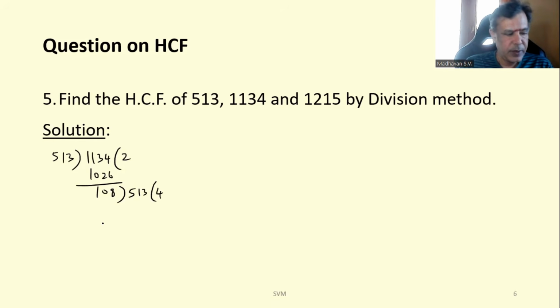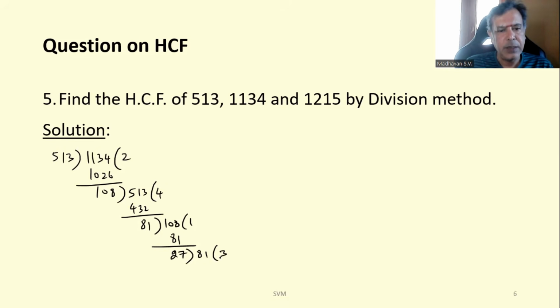Again, we get 4. The result will be 432. The remainder will be 81. This remainder 81 becomes the new divisor. 108 will become the dividend. So we get 27. Now 81 you bring here as the dividend. This goes 3 times, 81, remainder 0. Since the remainder has become 0, this 27 is the HCF of 513 and 1134.